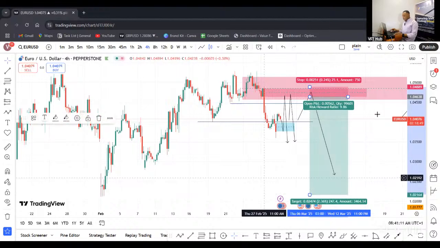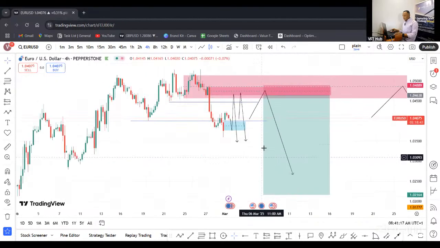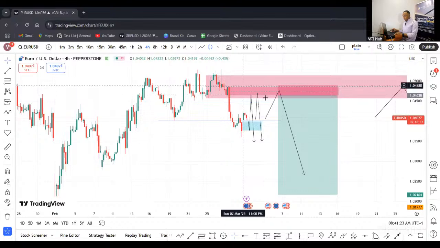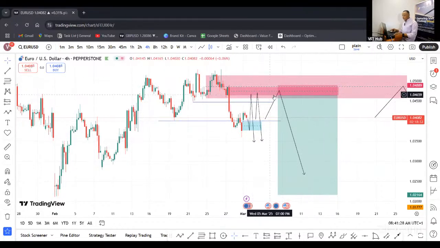So this is what I'm expecting on Euro USD. It's going to be a good swing trade if it finally plays out. You can wait it out, see it play out, and then take your entry. So you can set your limit order somewhere around here, and let's see how Euro USD is going to drop when it retraces to this level. Okay, so that's that for Euro USD.